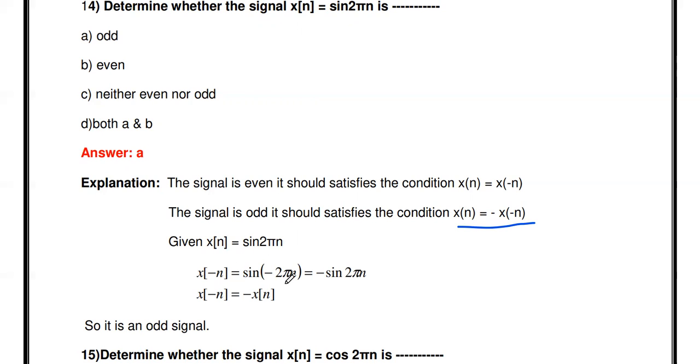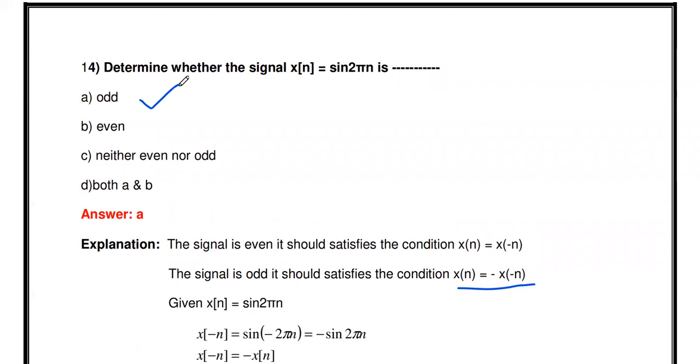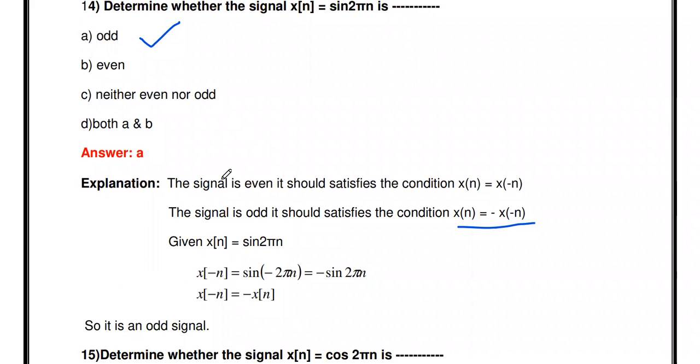What is sine of minus theta? It's minus sine theta. Then this x of minus n, you just multiply with the minus, so again we will get sine 2 pi n. That's why it satisfies the condition x of n equals minus x of minus n. So that's why sine 2 pi n is an odd signal. If it is a continuous sinusoidal signal or a discrete sinusoidal signal, it's an example of an odd function. Similarly, continuous cosine or discrete cosine is an example of an even function.